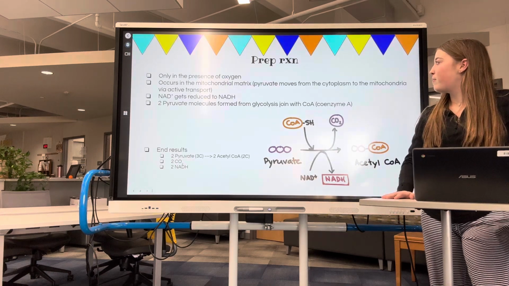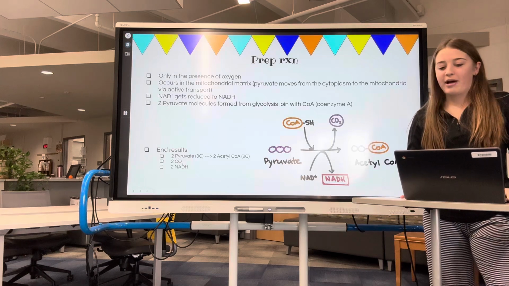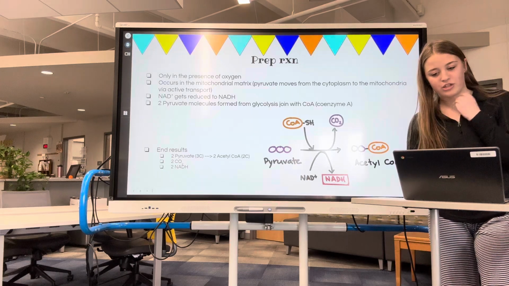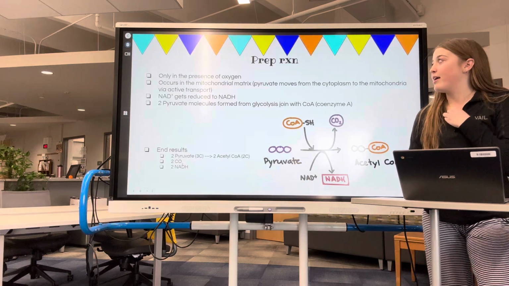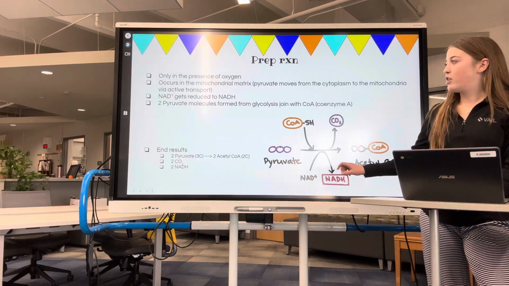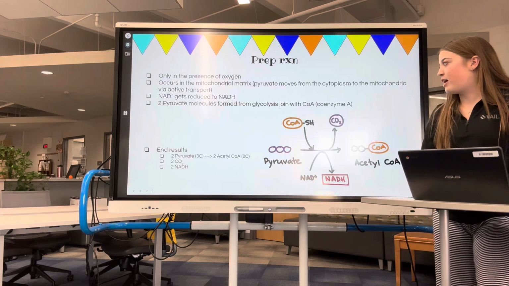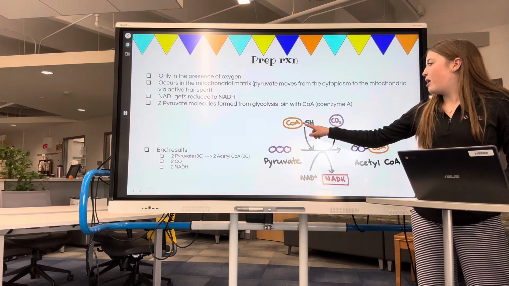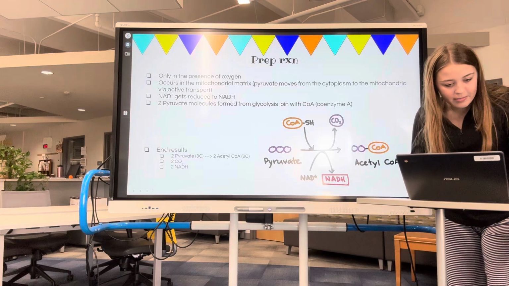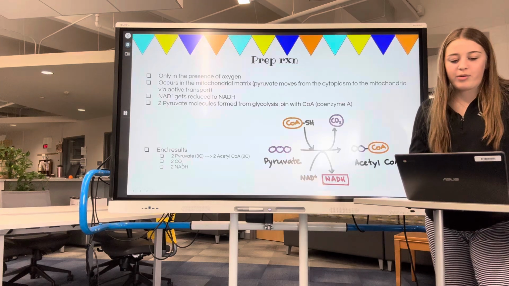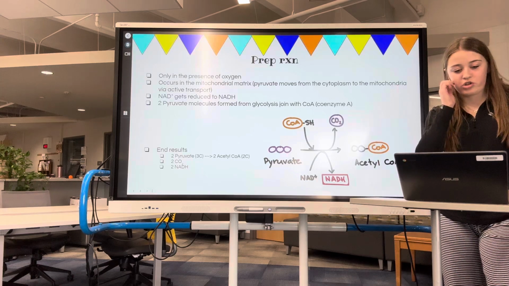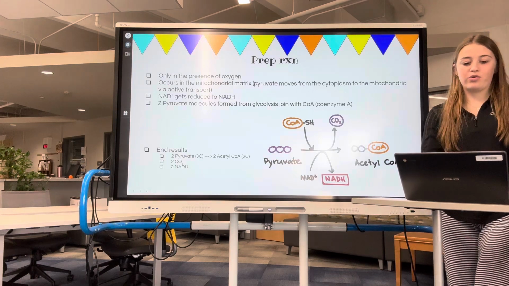So pyruvate moves from the cytoplasm to the mitochondria by active transport with the help of pyruvate translocase, a transport protein. In this prep reaction, NAD+ gets reduced to NADH, and the 2 pyruvate molecules formed from glycolysis join with CoA enzyme and produce 2 acetyl-CoA. The end result: the 2 pyruvate, which are 3-carbon molecules, turn into 2 acetyl-CoA, which are 2-carbon molecules, releasing 2 carbon dioxide molecules and 2 NADH.